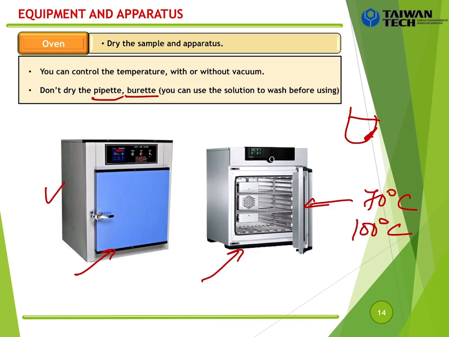Why can we not use the oven? Because if you use the oven, it means that we provide heat, and when you provide heat, our glass can expand in volume, and then when we bring it back to room temperature, it will reduce in volume again, and later expand and then come back to the original volume, and then it may cause some error in your measurement. Remember, for pipette and burette, we cannot put them in the oven.